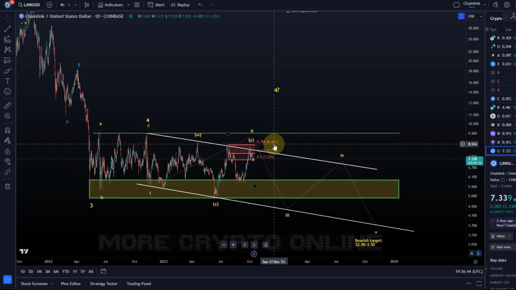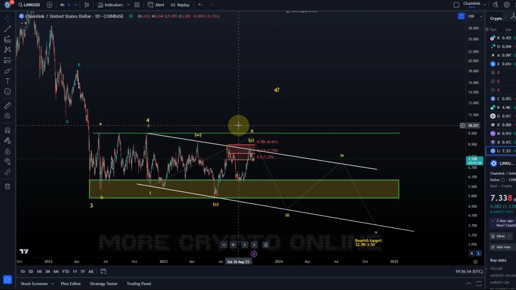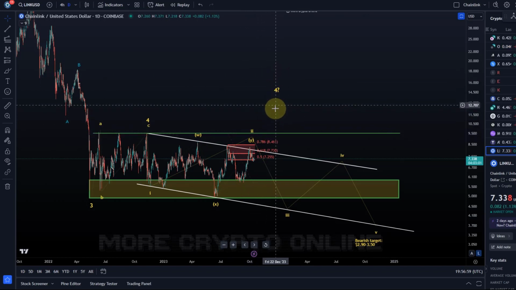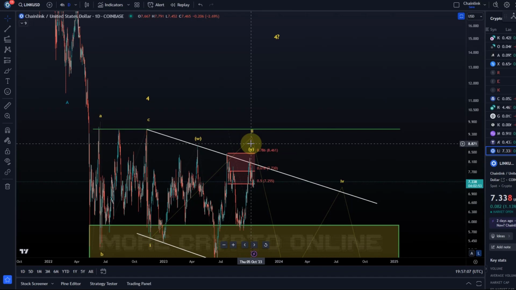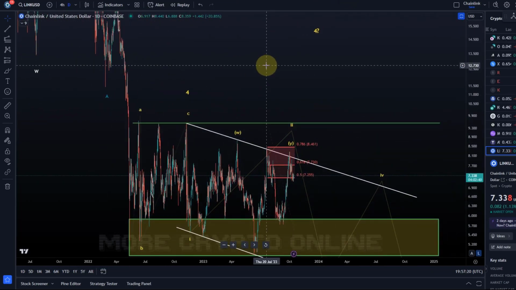But until then, it's difficult because we are still constrained by the channel. We are still in that rectangle pattern, and only a break above the resistance here would give us confirmation that the wave 4 has to be reset. Before that, a break above resistance would suggest it will probably be reset, but we haven't got invalidation of the wave 4. The wave 4 is really only going to be invalidated with a break above the green line, which is a breakout point, the $9.50 level. I'll keep you updated, but at the moment the chart just needs to move.